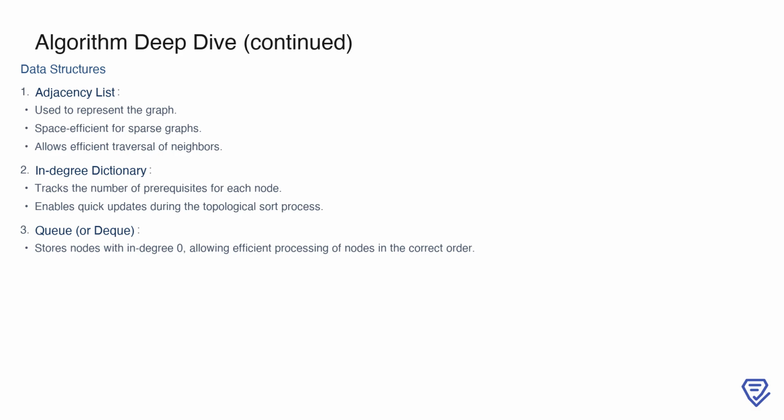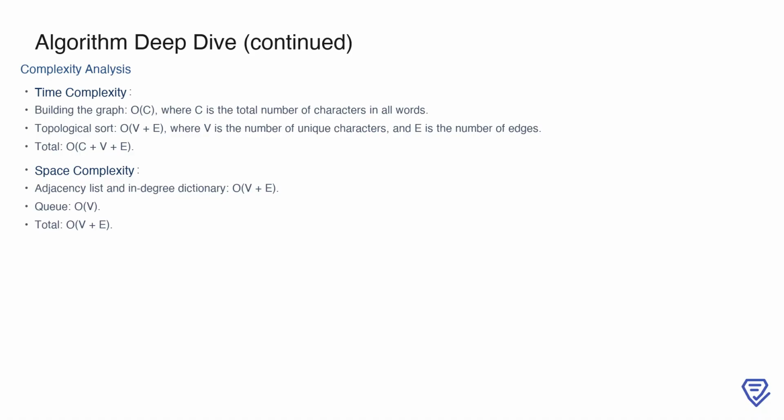It enables us to process the nodes in the correct order, ensuring that we respect the precedence constraints defined by the graph. Now, let's analyze the time and space complexity of this algorithm. The time complexity begins with graph construction, which requires O(C) time, where C is the total number of characters across all input words. This accounts for iterating through the words and comparing consecutive pairs. Next, the topological sort itself takes O(V plus E) time, where V is the number of unique characters, and E is the number of edges in the graph. Combining these steps, the total time complexity becomes O(C plus V plus E).